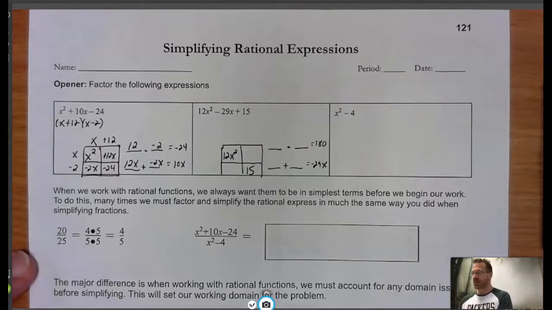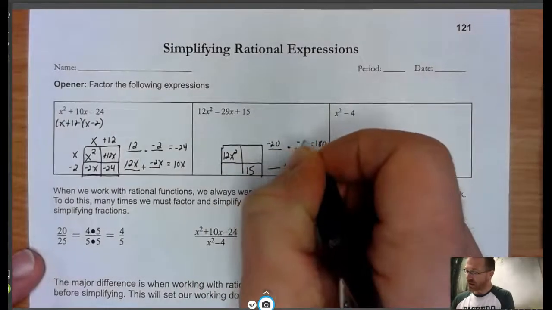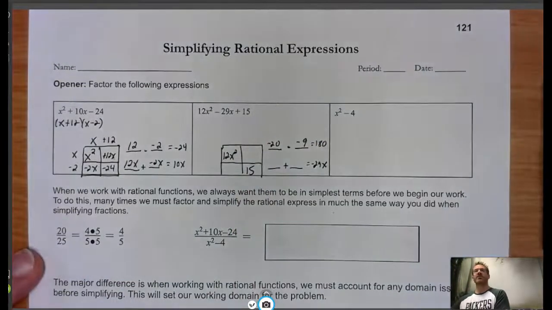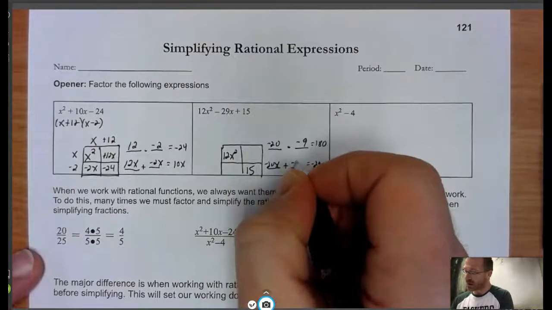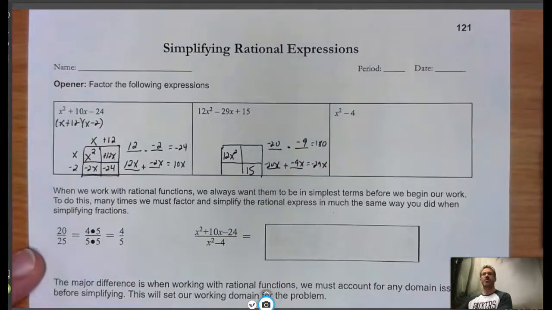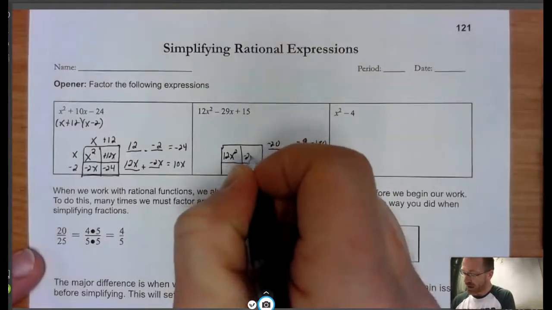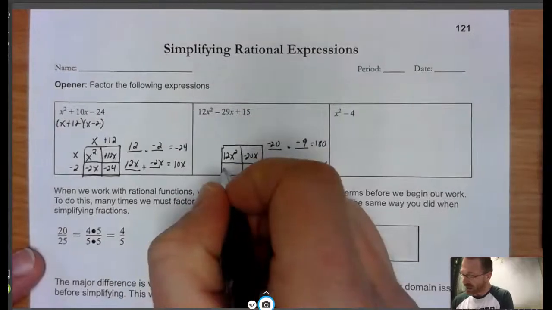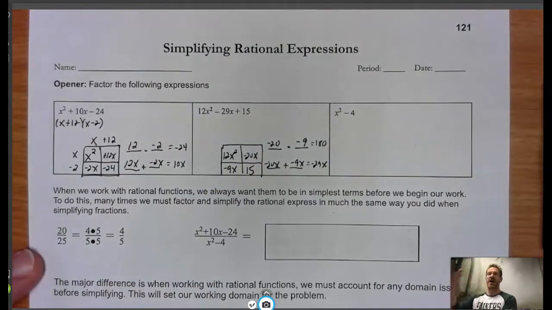All right, now in this case, if I do negative 20 times negative 9, I get positive 180. And then if I do negative 20x plus negative 9x, I get negative 29x. All right, so there are my patterns here that I want to drop in. I'm going to drop the negative 20x in here. I'm going to drop that negative 9x in here. And then once again, we're going to go column to column, row to row, and we're looking for those GCFs.